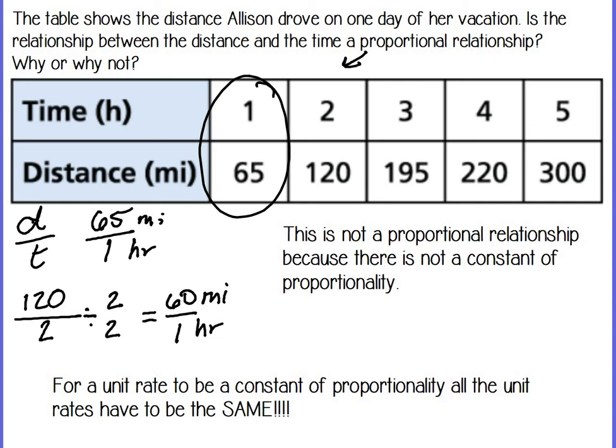If you can nail down the fact that a unit rate or any relationship that has unit rates that are all the same, then the unit rate becomes the constant of proportionality. You are good to go.